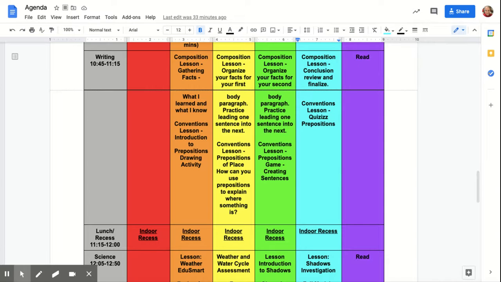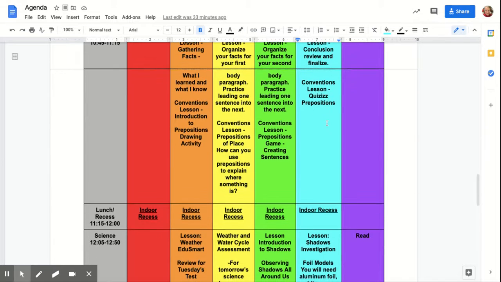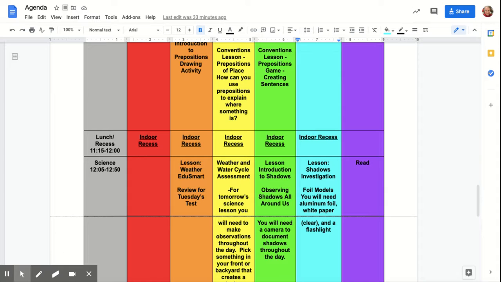All right, after that, where am I? Agenda. All right, and don't forget about the prepositions quizzes. All right, for science today, we made our foil models, and with this, it's kind of hard to do because I'm not in the classroom anymore, but let me bring up, let's see.